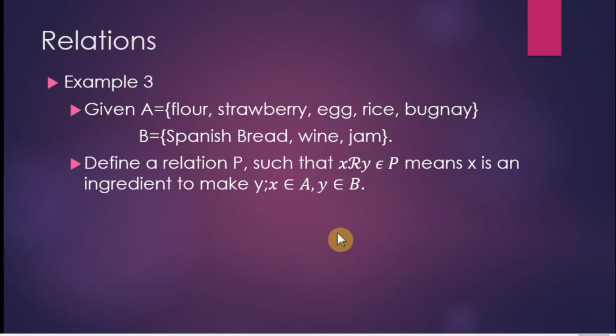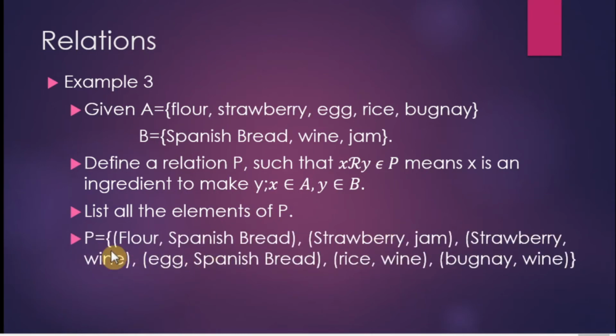Let us define a relation. We are going to name it P, relation P, such that X is related to Y, or the ordered pair (X, Y) is an element of our relation P, if the first element of that ordered pair, X, is an ingredient to make the second element in that ordered pair, Y. Let us list all the elements of relation P.